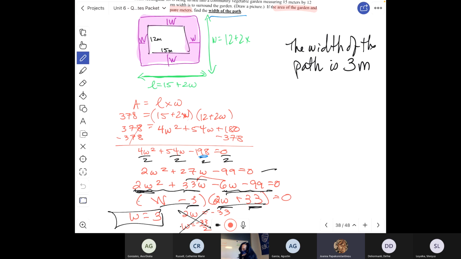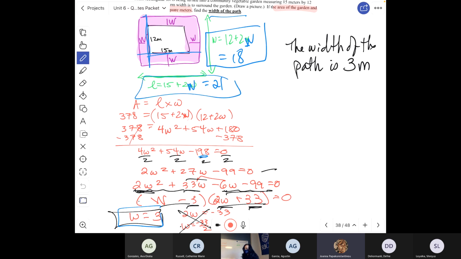I found w, right? So I need to know what? If I want to know this length and this length, I would then substitute the w in here. So this would be 18, and this would be 21. So technically the width of this is here, the length of this is here. So I could find the area of the whole thing as well, right? Aren't they just asking for the width? Yeah, I know, but if I were to ask you more, we could find a lot more. I'm not going to tell you exactly what we're finding on the test.